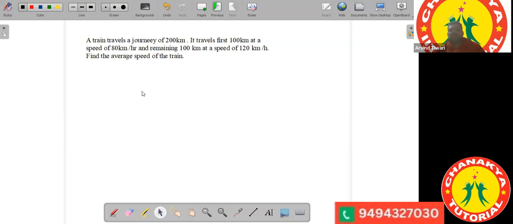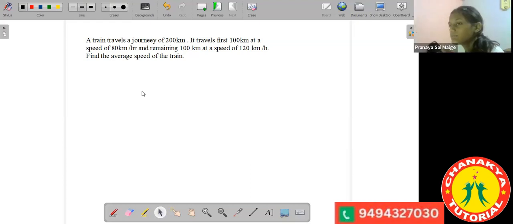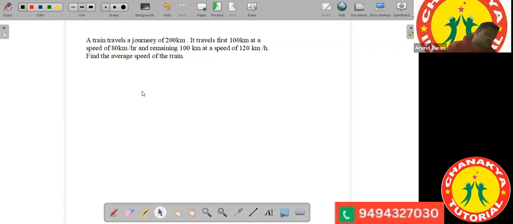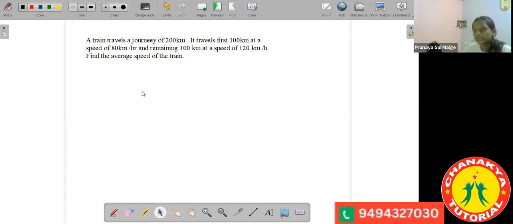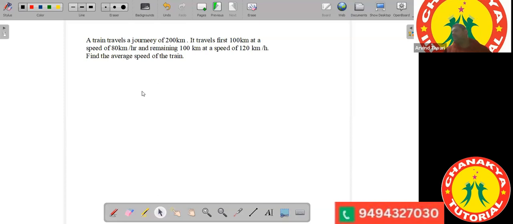So this one you should try. Can we take 80 kilometers per hour as the initial velocity and 120 kilometers per hour as the final velocity? No, we cannot take that. Initial velocity and final velocity are taken only when the object is moving with uniform acceleration. So only if an object has uniform acceleration can that be taken.